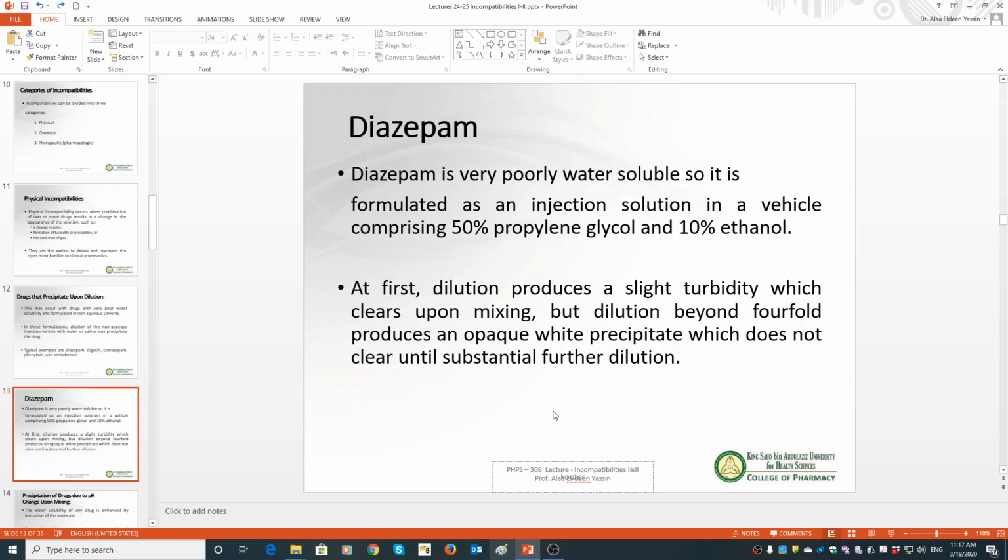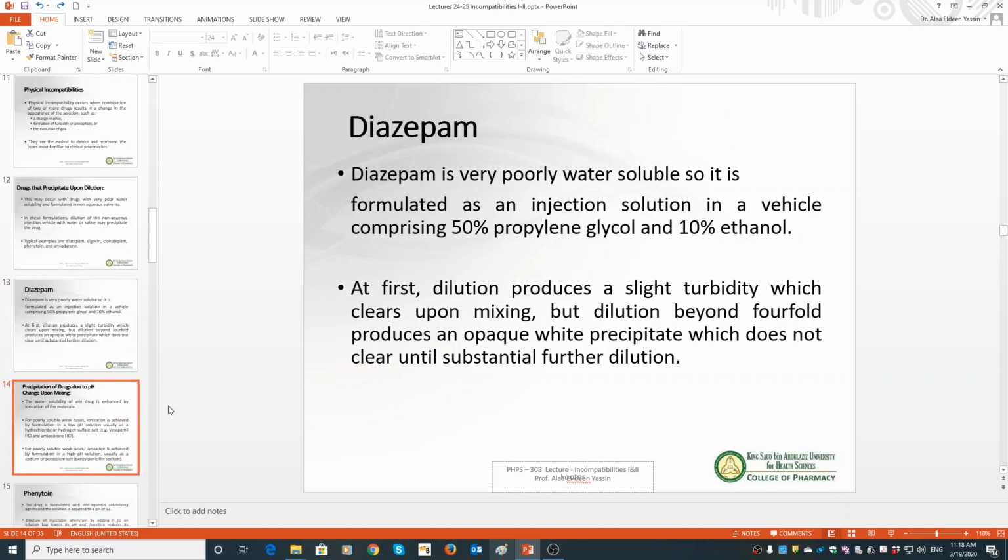So you have to be aware of the recommendations of this dilution in order to avoid a serious problem. If you know that diazepam can be diluted up to this volume, you should not dilute beyond it; between this volume and this volume, the possibility of precipitation is higher. So this is a typical example of precipitation that occurs due to poor solubility of the drug.